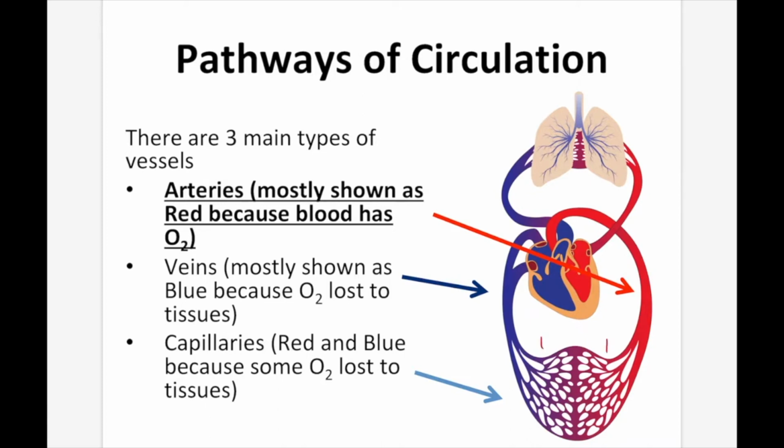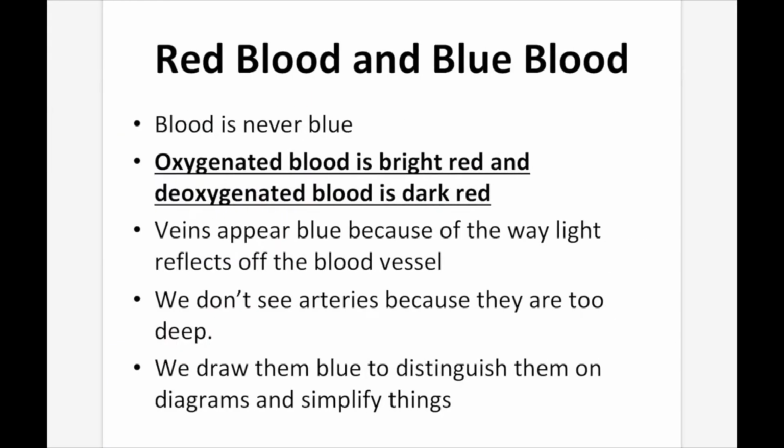Now, something to keep in mind is that arteries are not always going to be red. For instance, the pulmonary artery right here is blue because it's deoxygenated. So properly what we're going to be doing is writing anything that's blue is going to be deoxygenated blood, and anything that's red is going to be oxygenated blood, which is mostly going to associate with blue for veins and red for arteries.